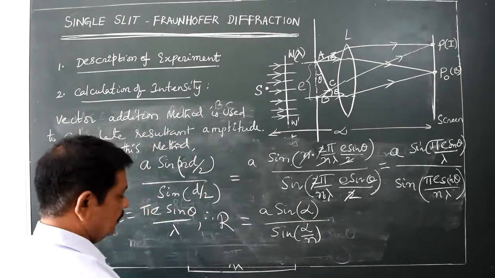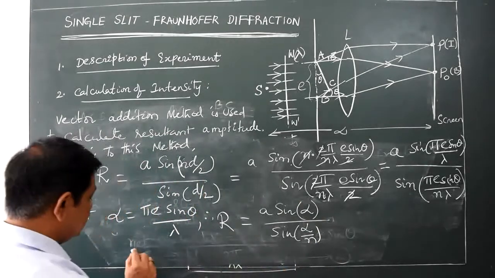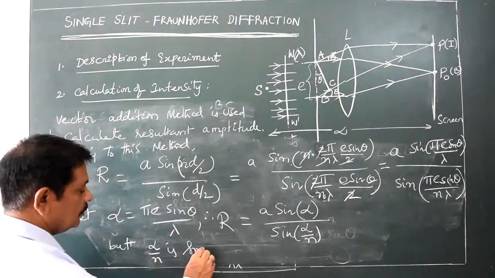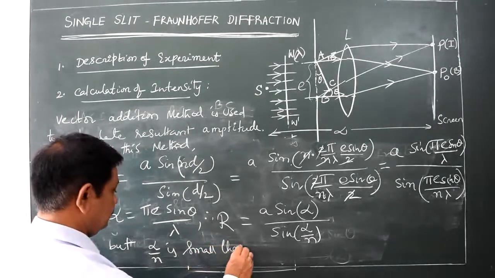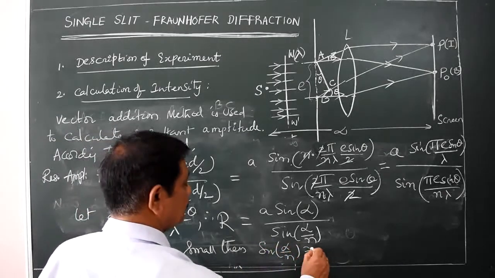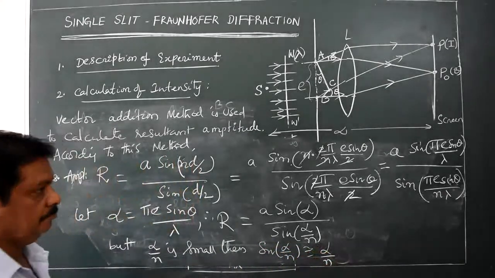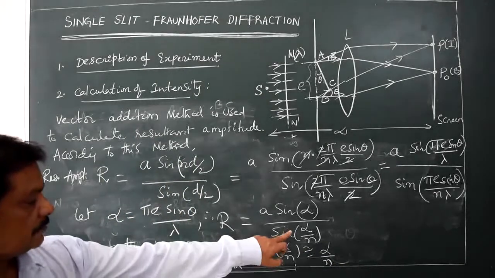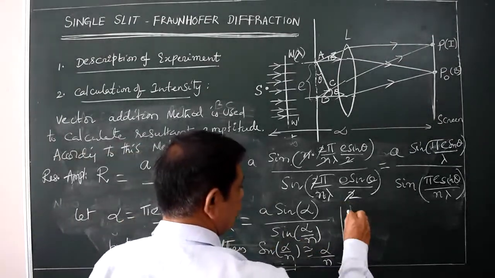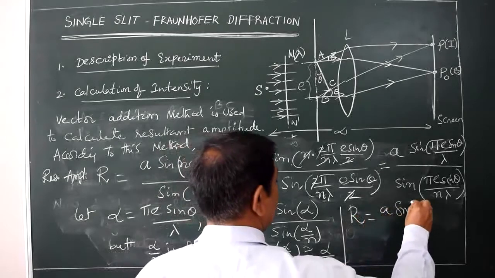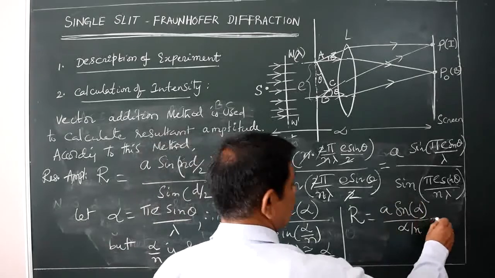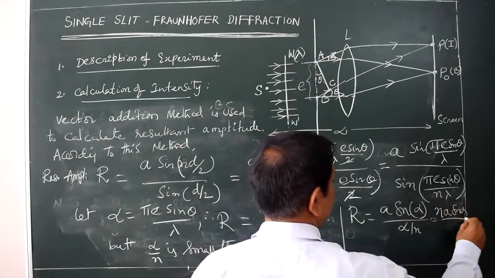This is the value. But here you can imagine that alpha by n is small, then sin(alpha by n) can be written as approximately alpha by n. So instead of sin(alpha by n), what can you write? Alpha by n. So what is the resultant amplitude now? Resultant amplitude R is equal to a sin alpha divided by alpha by n, which is equal to na sin alpha by alpha.